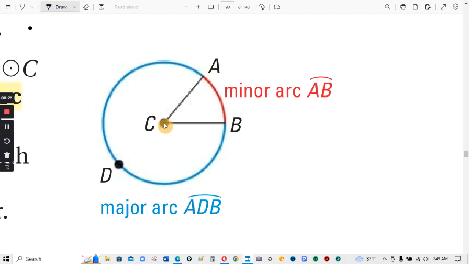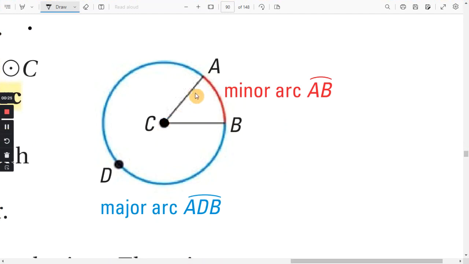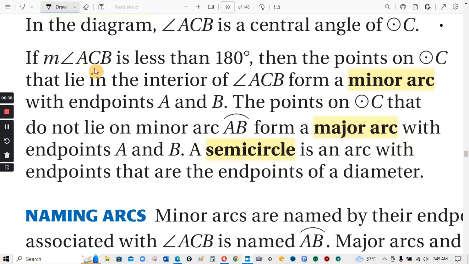So it says circle C, that means C is the center of the circle, and this angle right here, ACB, is a central angle. If the measure of angle ACB is less than 180, then the points on circle C that lie in the interior of angle ACB form a minor arc with endpoints A and B. The points on circle C that do not lie on minor arc AB form a major arc with endpoints A and B. A semicircle is an arc with endpoints that are the endpoints of a diameter.